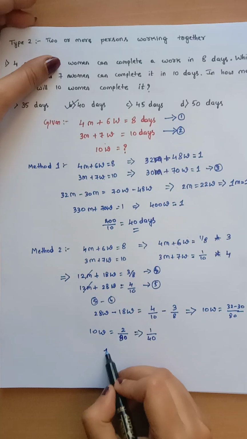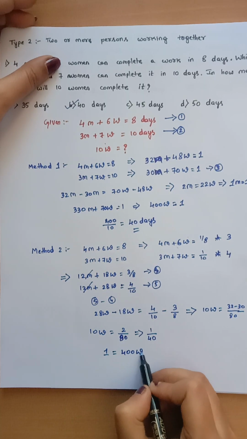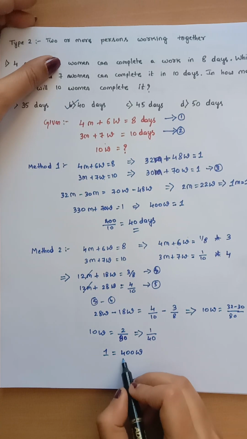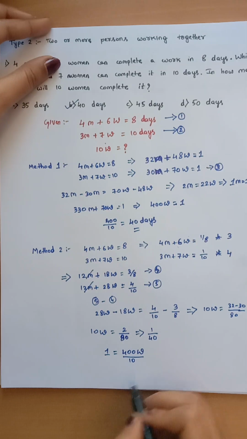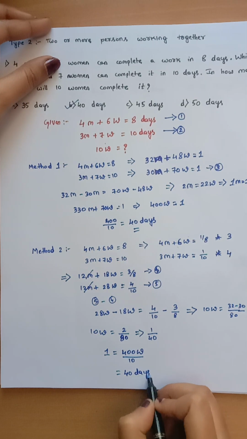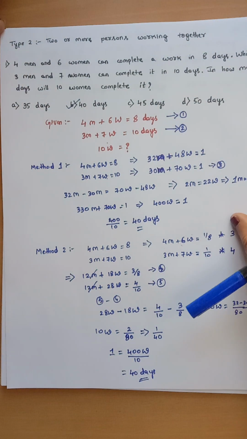So the total number of work in one day is done by 400 women. And if the number of women gets increased by 10, it requires 40 days to complete the same task. That is option B.